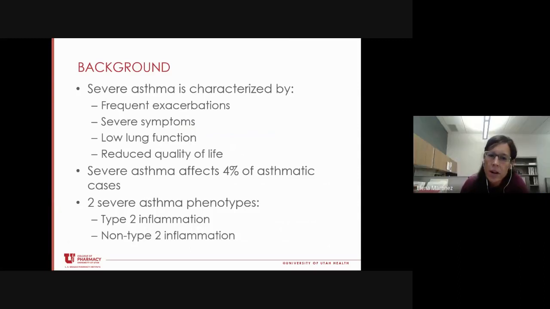Patients with severe asthma present with frequent exacerbations, severe symptoms, low lung function, and reduced quality of life that constitute a significant burden on the patient and healthcare spending. These patients represent approximately 4% of asthmatic cases. There are two severe asthma phenotypes: type 2 inflammation and non-type 2 inflammation.